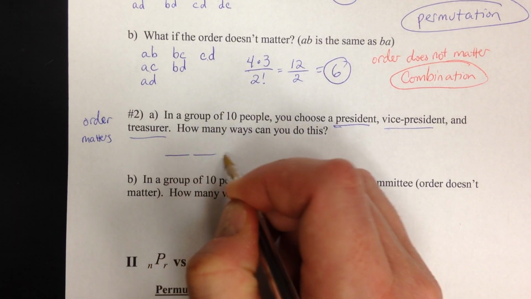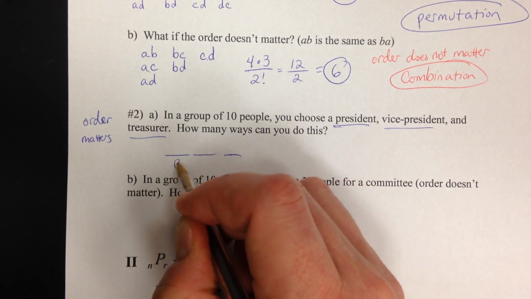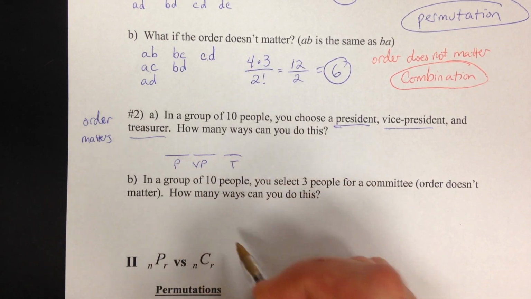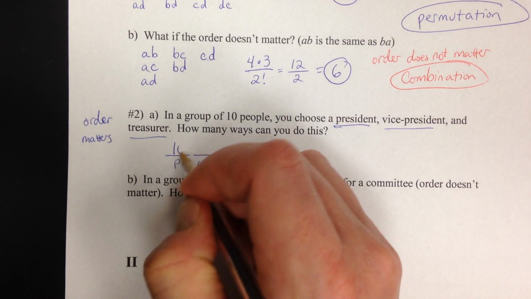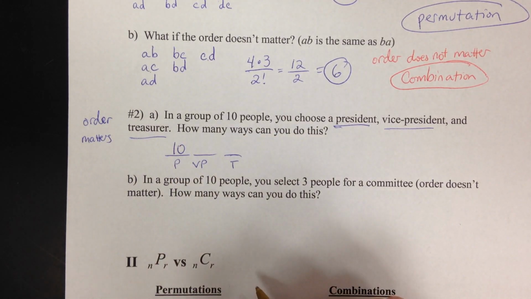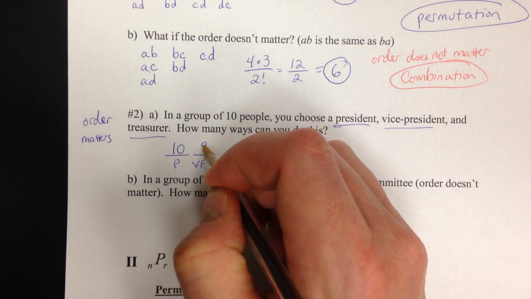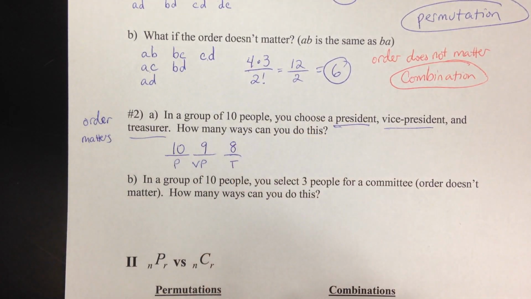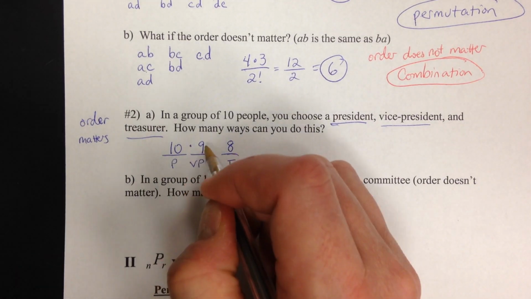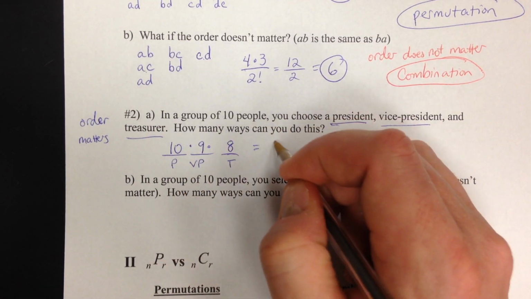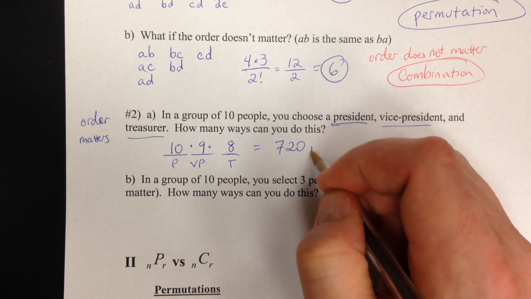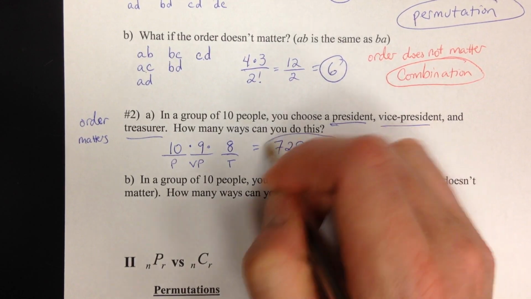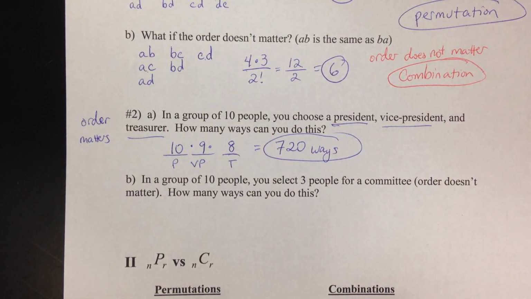So we have 10 people. We're going to choose the president, the vice president, and the treasurer. We have 10 ways to choose the president. Now, whoever's president can't be two different things. So then there are 9 people left to choose vice president and 8 people left to choose the treasurer. And the counting principle says that we multiply that and we get 720 ways to pick 3 of those people.